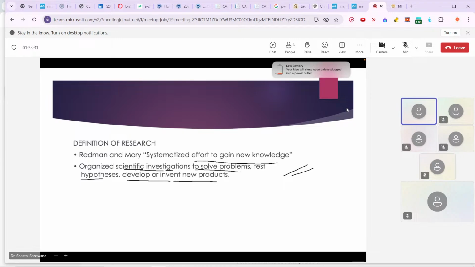Organized scientific investigation to solve problems, test hypotheses, and develop or invent new products. So we are starting with the investigation to solve a problem. We have to test a hypothesis and all. Scientific investigation means you have a scientific process involved in it, starting from your data collection, taking proper, suitable, appropriate data, and then the design strategies you need to follow. So it has to be scientific investigation. Please note down this definition.